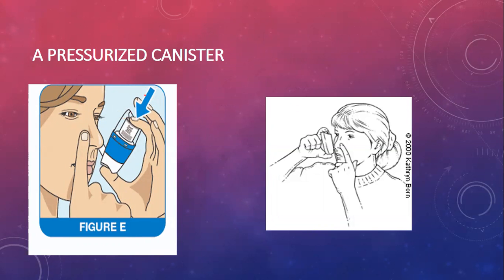A pressurized canister means the medicine is filled within this canister, and we close one of the nostrils, the one into which we are not trying to instill the medication, and in the other nostril we insert the tip. After inserting the tip completely, we just press down this button so that the medication can easily go into the nasal cavity. Okay, so this is another picture.